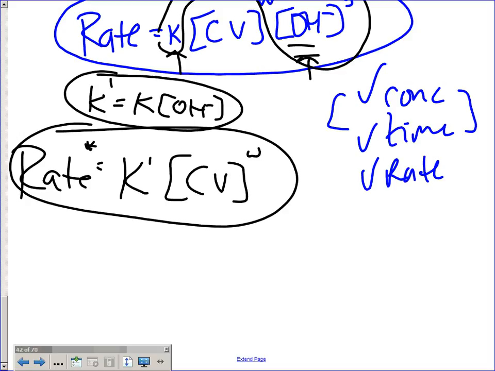Yeah. So how are you going to use that to find the order? You may not use that particular law to find the orders. Like I said, I prefer the integrated because I can just plug time in and be done. I don't have to find my own rate.